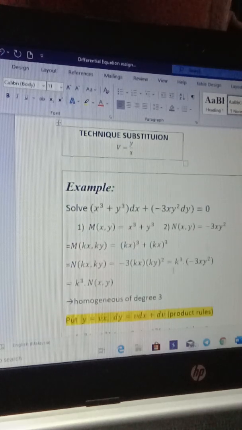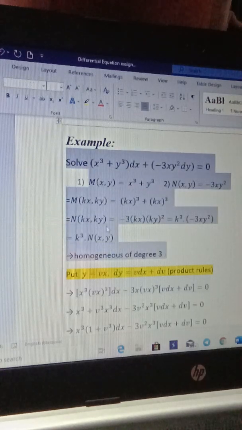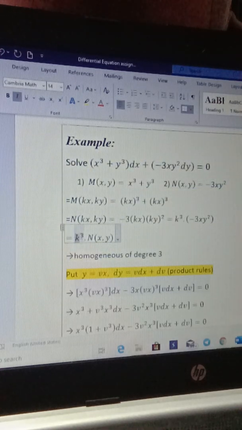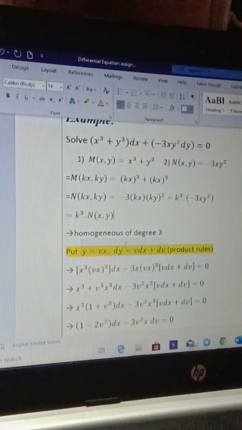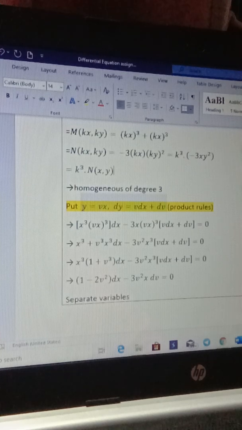For this one, after we know that the equation is homogeneous, we get the degree and get the exact function. So we substitute, we let y equals vx, and we differentiate, it becomes dy equals v dx plus x dv. To get this, we use the product rule.